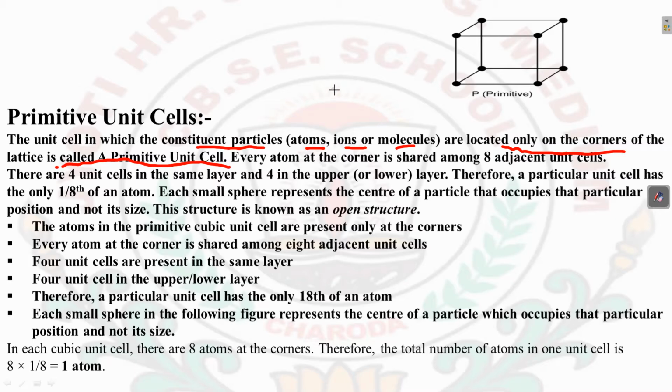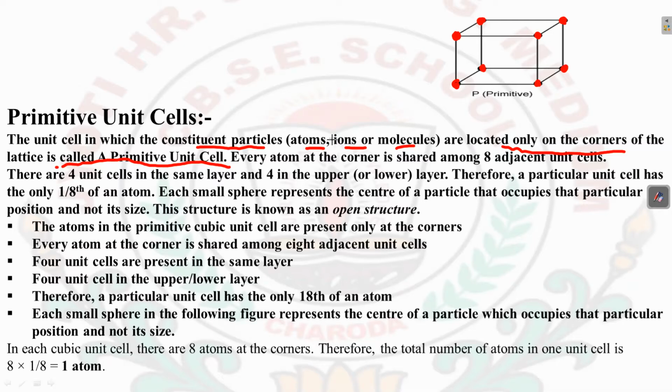When we find that all the particles which are constituting our crystal are present only at the corners of our lattice, then it is called a primitive unit cell.